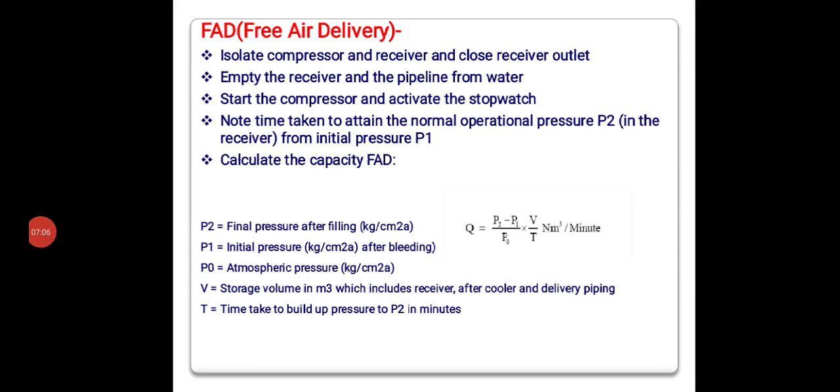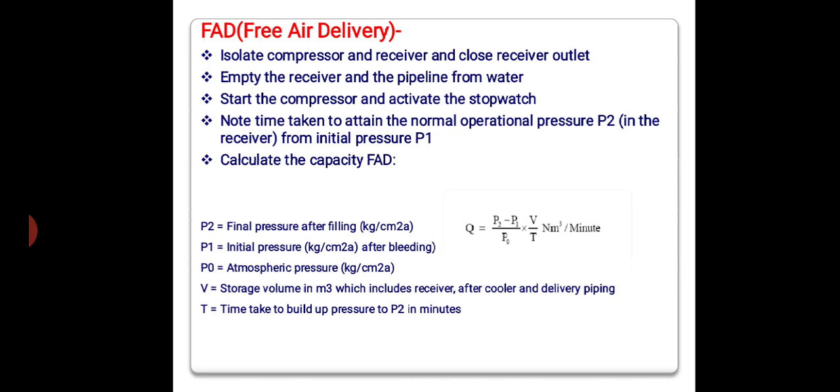We have also seen the free air delivery. So isolate the compressor and receiver, close the receiver outlet, and empty the receiver and the pipeline of water. Start the compressor and activate the stopwatch. Note the time to attain the normal operational pressure P2, reached from initial pressure P1, and calculate the capacity of the free air delivery.